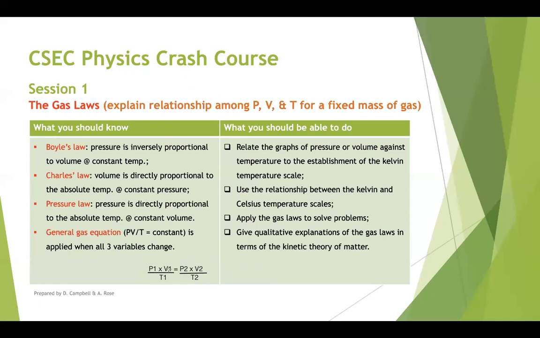If the volume is constant, then you end up with P1 over T1 equals P2 over T2, which is the pressure law. And if the temperature is constant, then you would cover T1 and T2, and you end up with P1 times V1 equals P2 times V2, which is Boyle's law. All right, so that may come in handy if you're in a pinch.